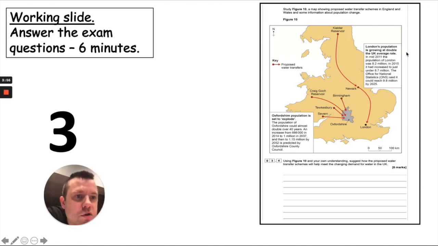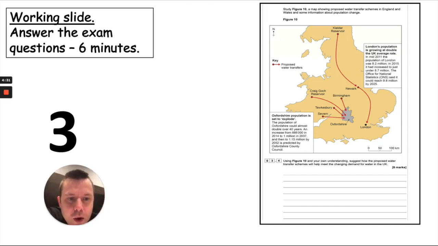London's population is growing at double the UK average rate. That's going to suggest there's going to be high demand for water there. And as that video has just showed us, not necessarily the heaviest precipitation. Again, Oxfordshire, its population is set to explode, especially the rural areas of Oxfordshire, which are seeing rapid population growth.